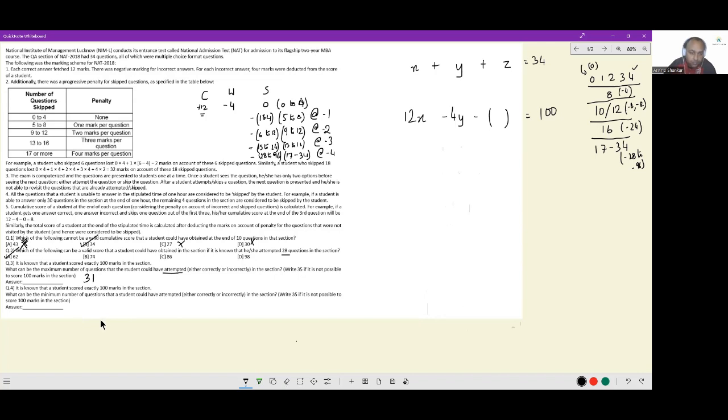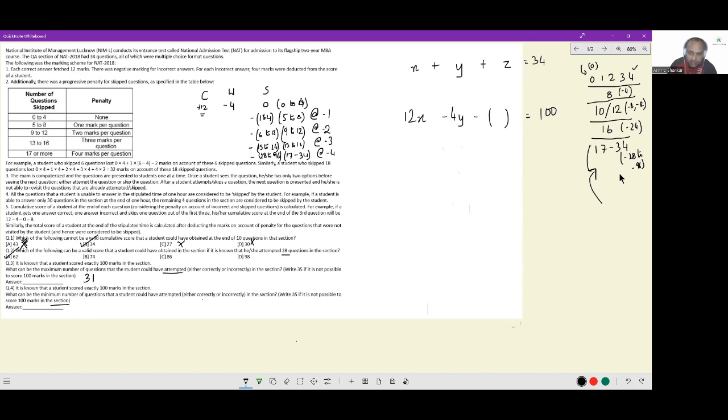Just that this time, what can be the minimum number of questions that a student could have attempted, either correctly or incorrectly, in this section? 35, it is not possible to score 100 in this section. Again, if we are getting to 100, the penalty on account of skipped questions has to be a multiple of 4. But this time we want minimum number of questions attempted, so maximum number of skipped questions. So let's say maximum number of skipped questions were something in this range. This bottom band we are checking.